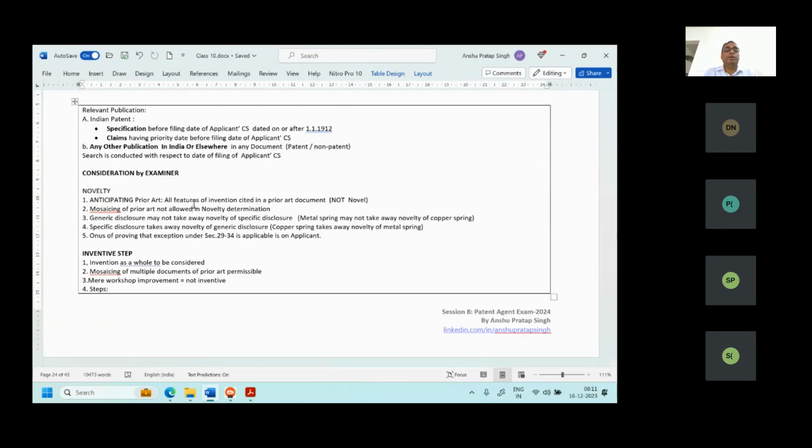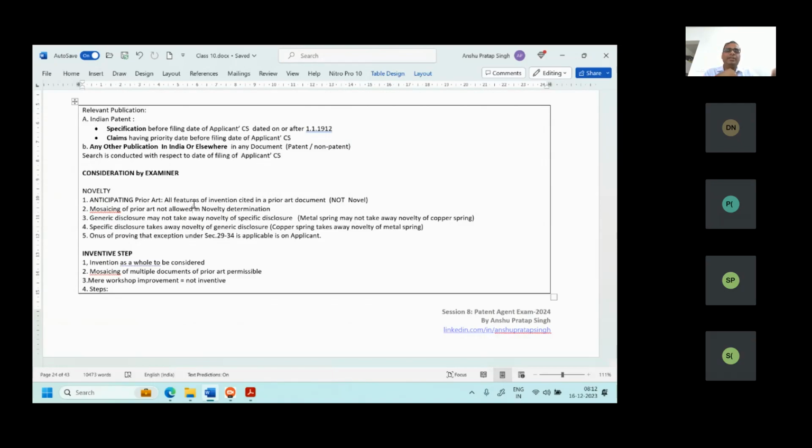Then comes generic. Please remember, when we are checking novelty, novelty is a fact-based question. That means it can be proved. There is a document which clearly states that all these features are there. These three features which you are claiming in yours are present in this document. So there is clear-cut proof. There are no interpretation chances, nothing.